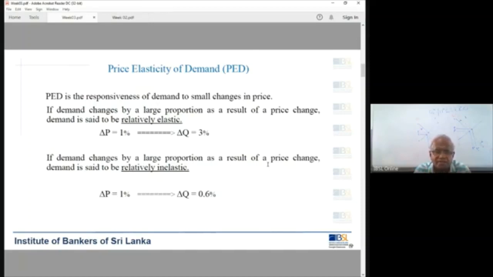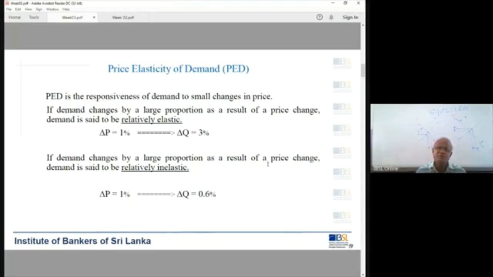PD, the first one, price elasticity of demand. PD is the responsiveness of demand to small changes in price. If demand changes by a large proportion as a result of price change, demand is said to be relatively elastic. Price changes by 1%. Quantity demanded, delta Q, you have to put D. Demand changes by 3%. Price increases by 1%, people cut down demand by 3%. Or price decreases by 1%, people increase demand by 3%. Highly elastic, relatively elastic.